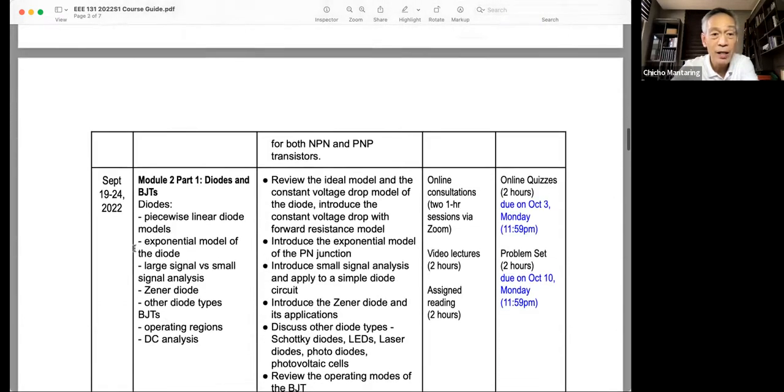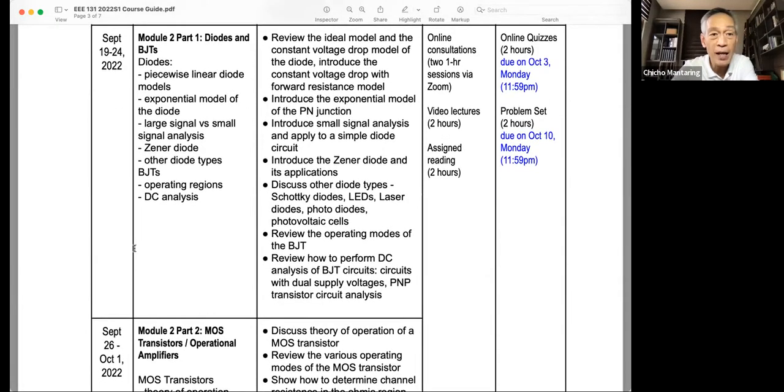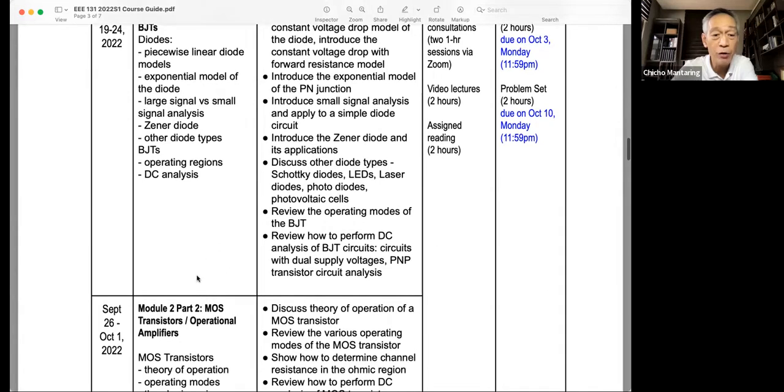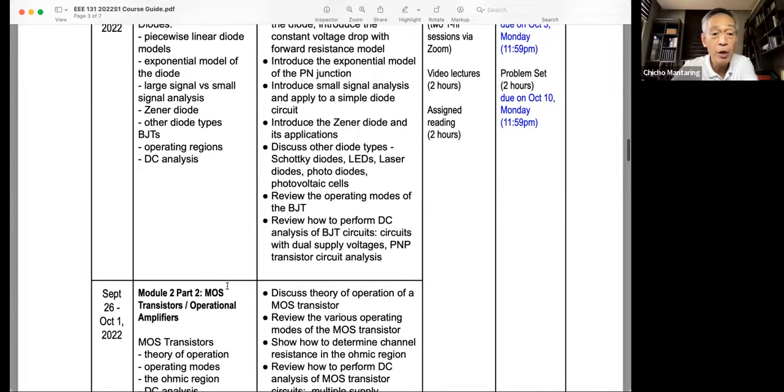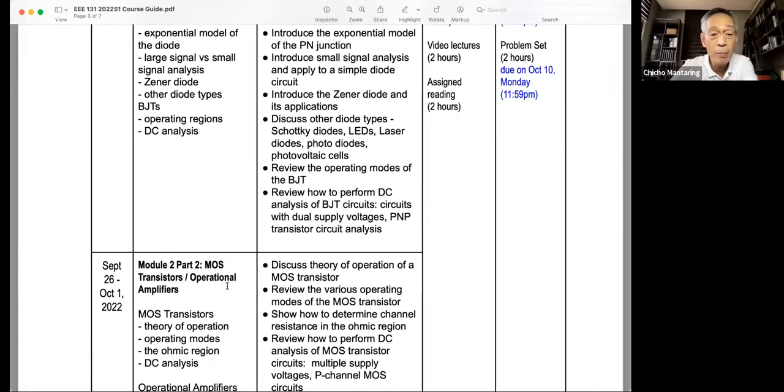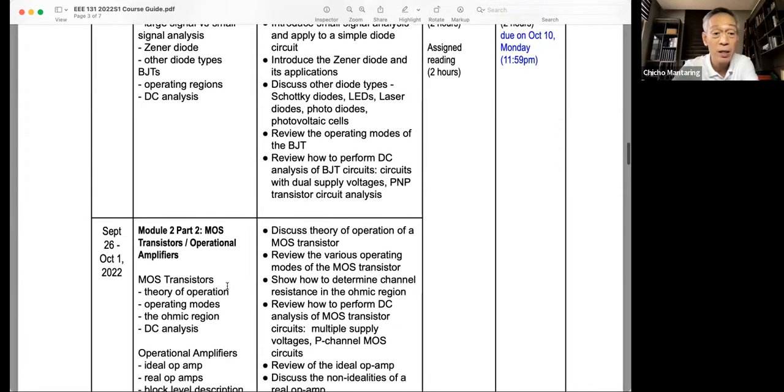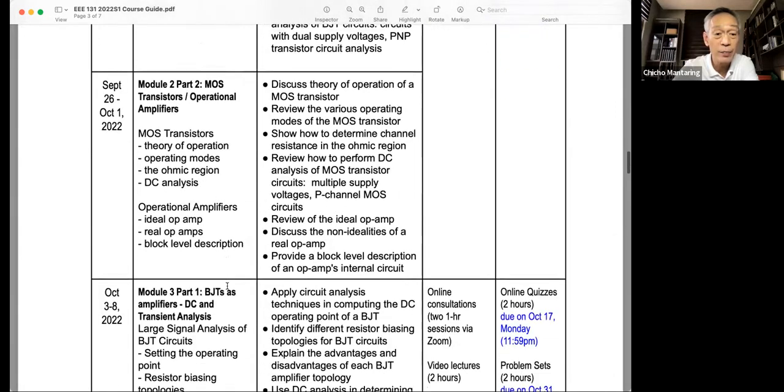Then you have your module 2, which will be on diodes. Well, module 2 actually is a review of basic electronic devices that were taken up in EE 123. So module 2 will be a review of diodes, of your bipolar junction transistor, and of your MOS transistor. We're going to take up also operational amplifiers in a little bit more detail than was taken up in EEE 123. Again, that is 2 weeks.